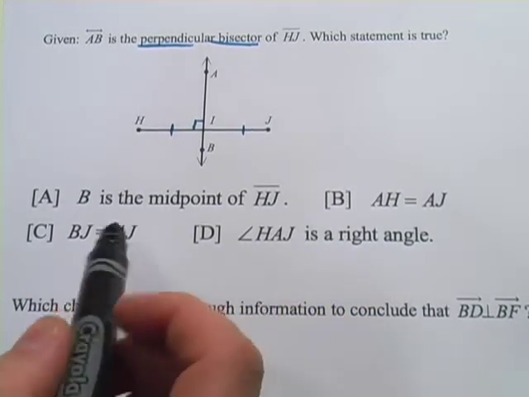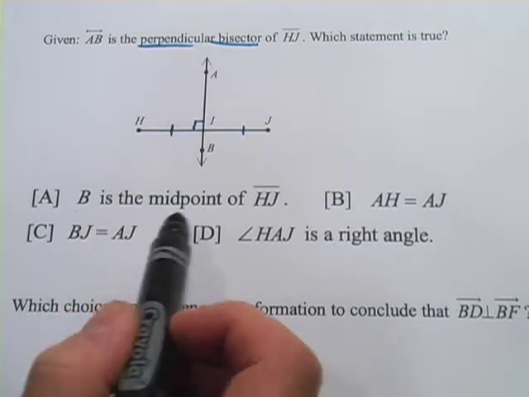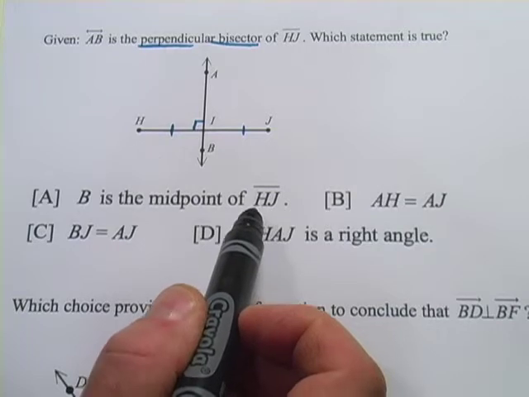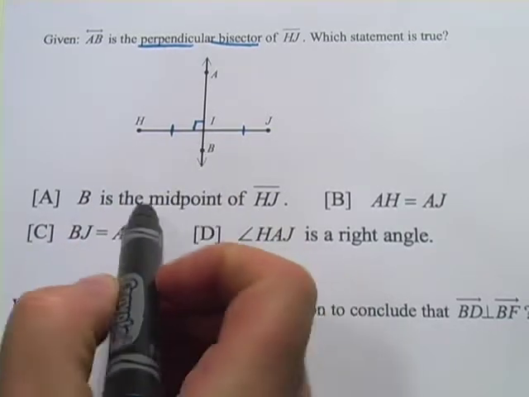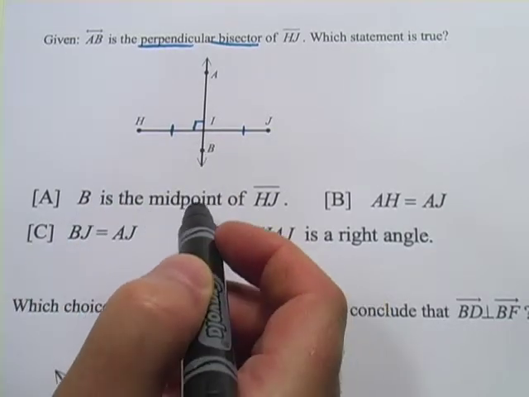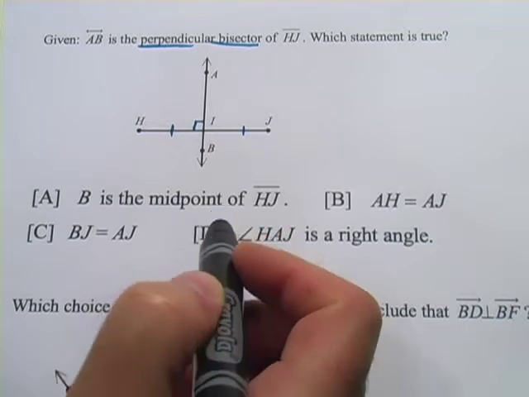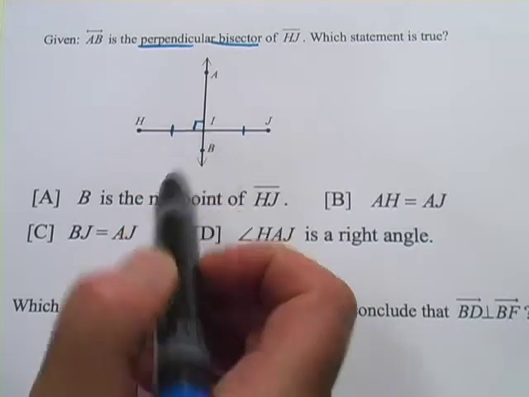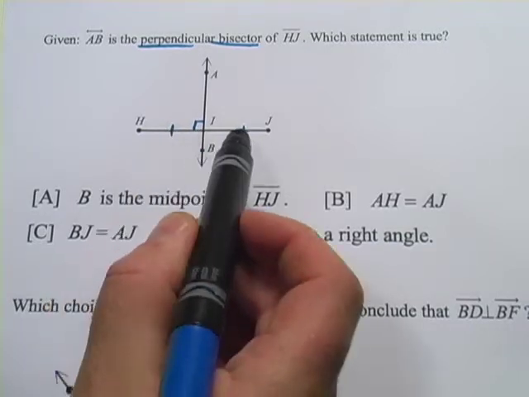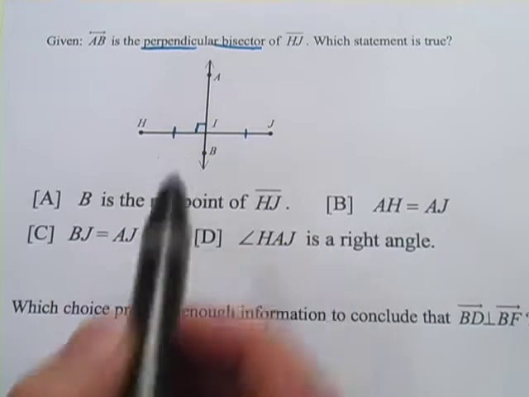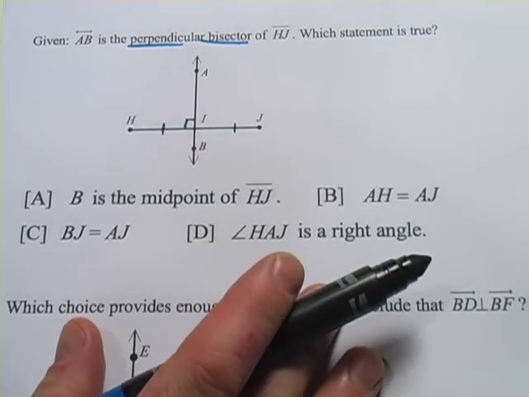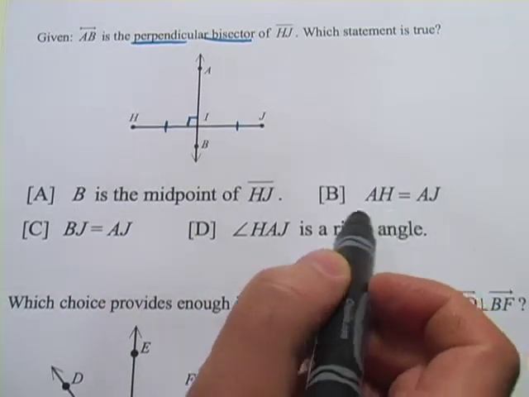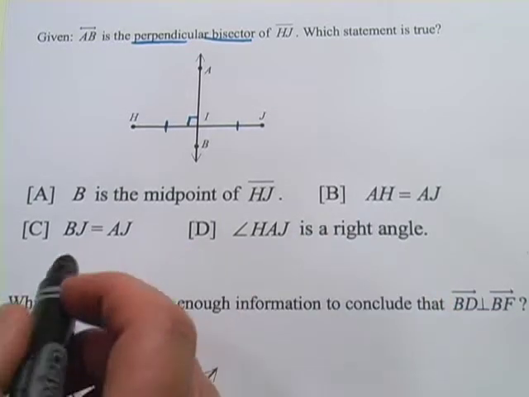So let's look at these one at a time. A says B is the midpoint of segment HJ. And that one's pretty easy to dismiss because B is not on segment HJ, which would be an important criterion for being the midpoint of a segment. I is labeled as the midpoint here. And we know it's the midpoint because there's an equal distance on either side, because this is a perpendicular bisector. B is actually the correct answer, but we're going to come back to that in a minute. Let me dismiss the other two first.